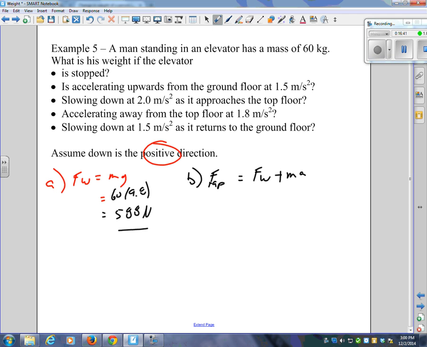All right. So what is the weight force? 588. Oh, the mass is 60. Now we're accelerating upwards at 1.5. Is the apparent weight going to be greater in this situation? Yes. So we're going to add it.